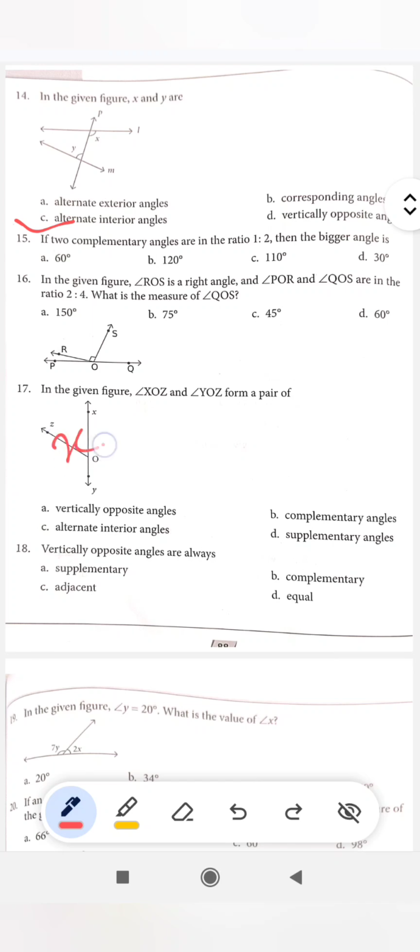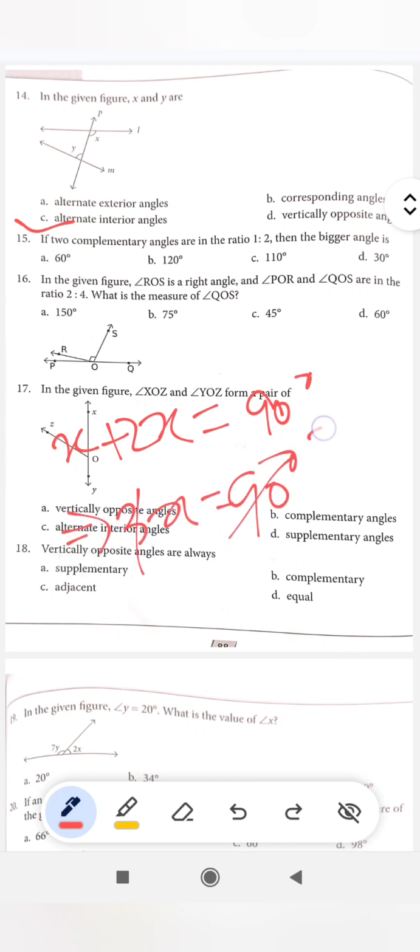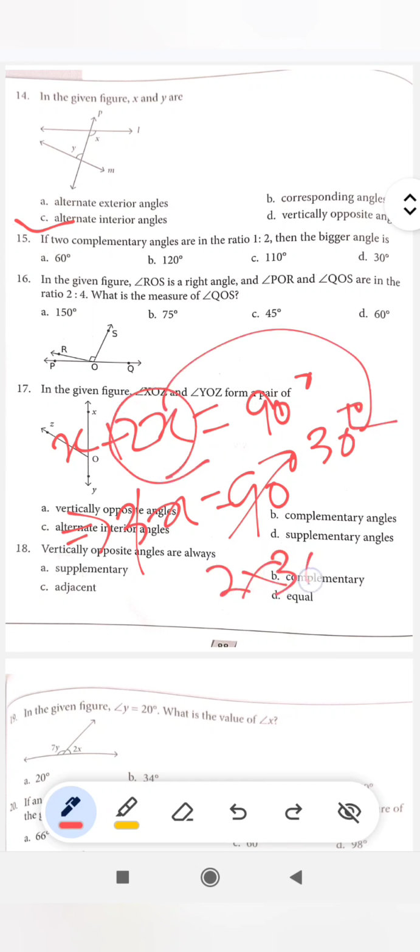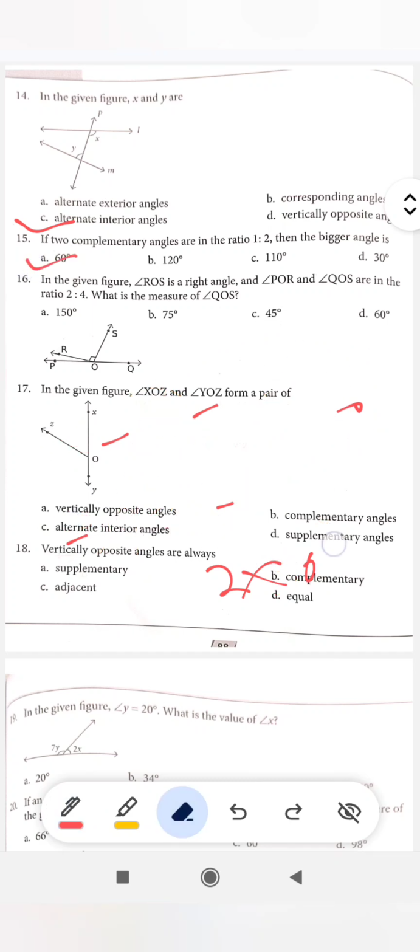Now, if two complementary angles are in the ratio 1:2, then the bigger angle is what? So one is x, another one is 2x, and they are complementary, so the sum is equal to 90 degrees. So 3x is equal to 90 degrees and x is equal to 30 degrees. The bigger angle it is asking for means 2x. So 2 into 30 degrees is equal to how much? That is equal to 60 degrees. Option A is the correct answer. Now, come to the next part.